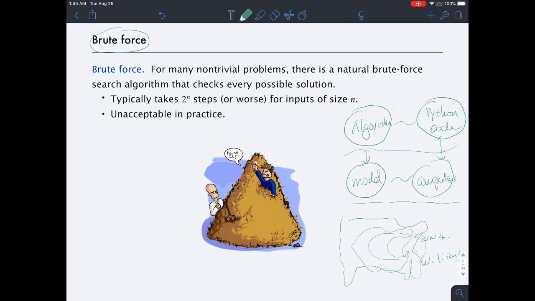This is usually a very time-consuming search strategy. Usually, when the size of the input is n, then the number of steps needed to perform this kind of brute force search is usually 2 to the n, right?